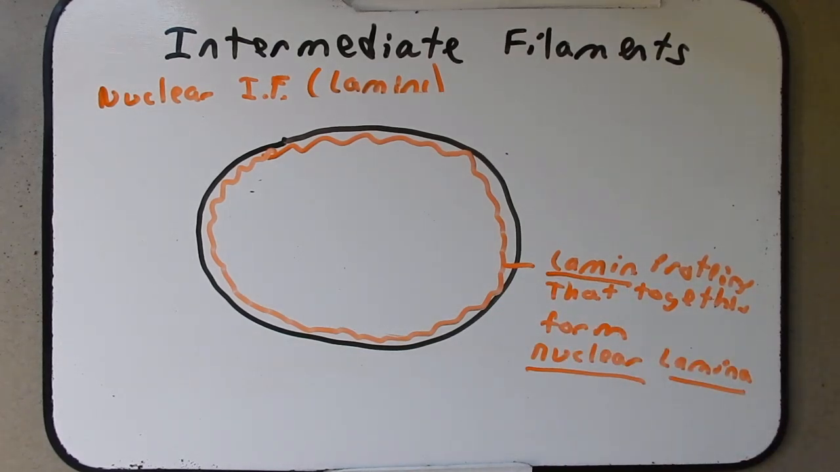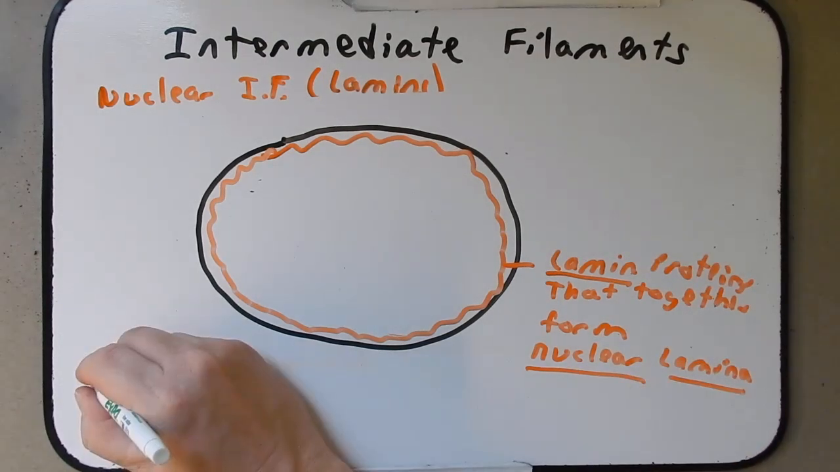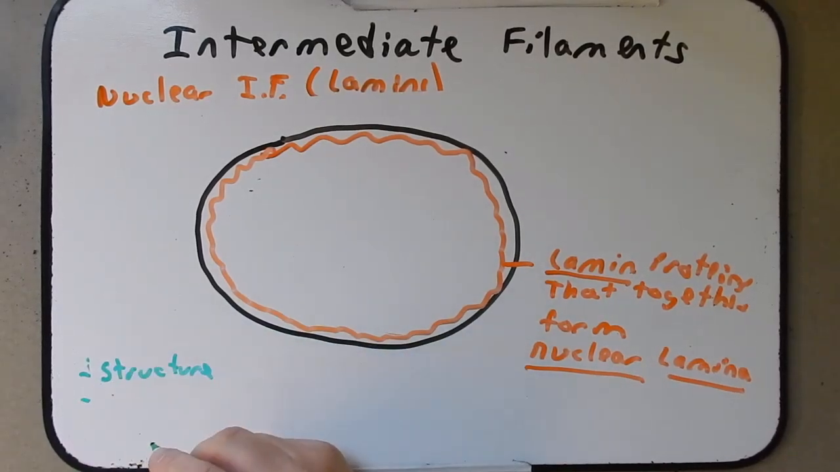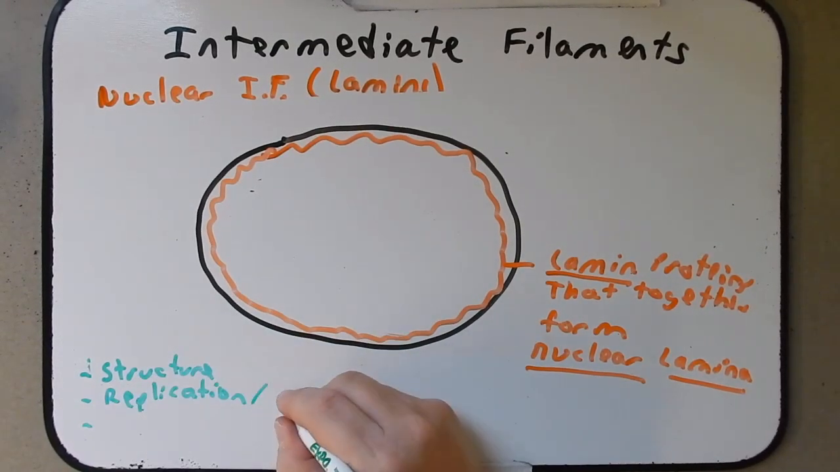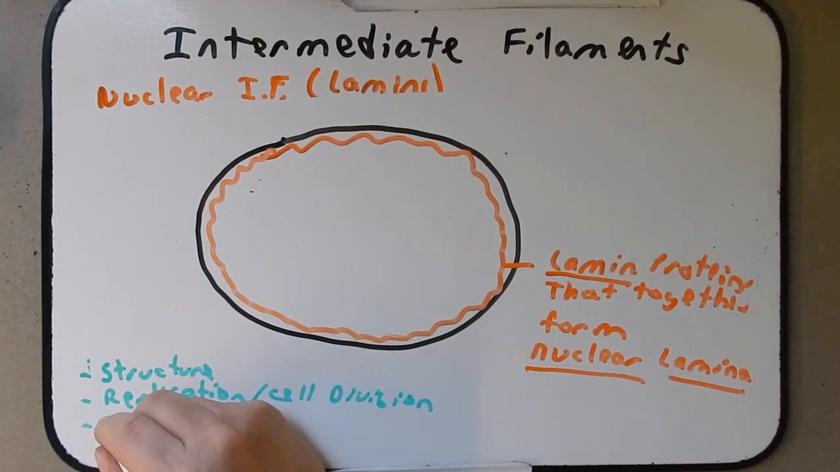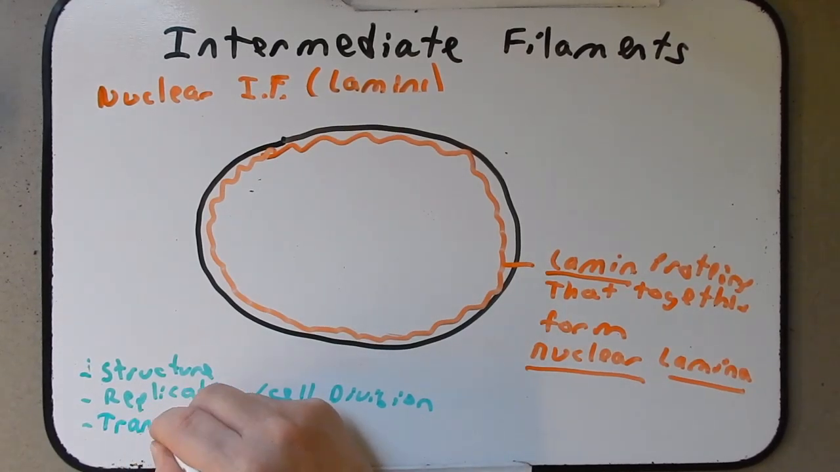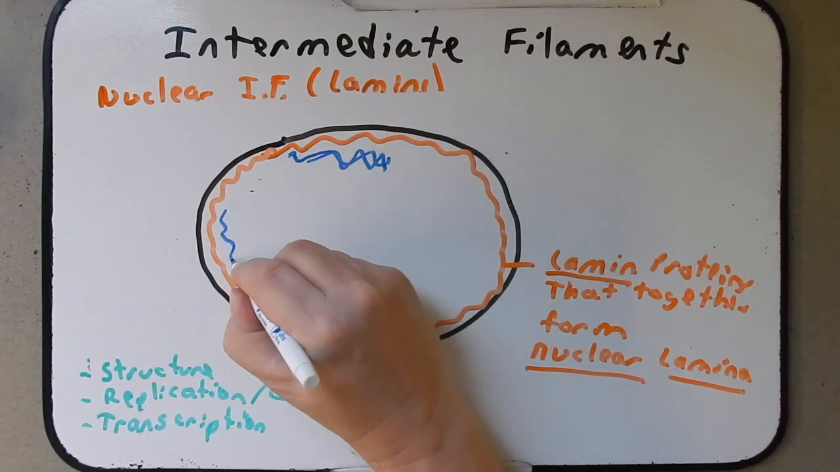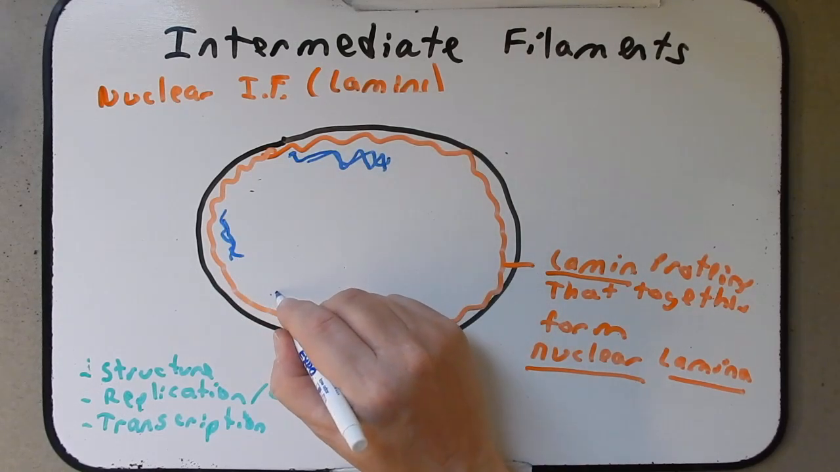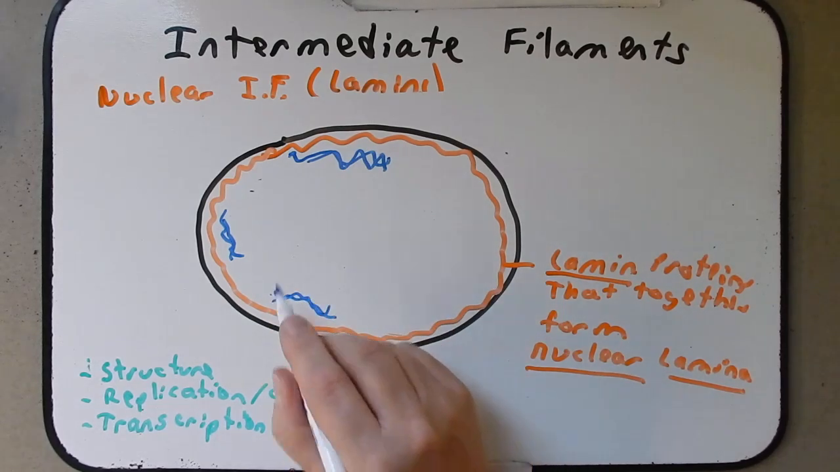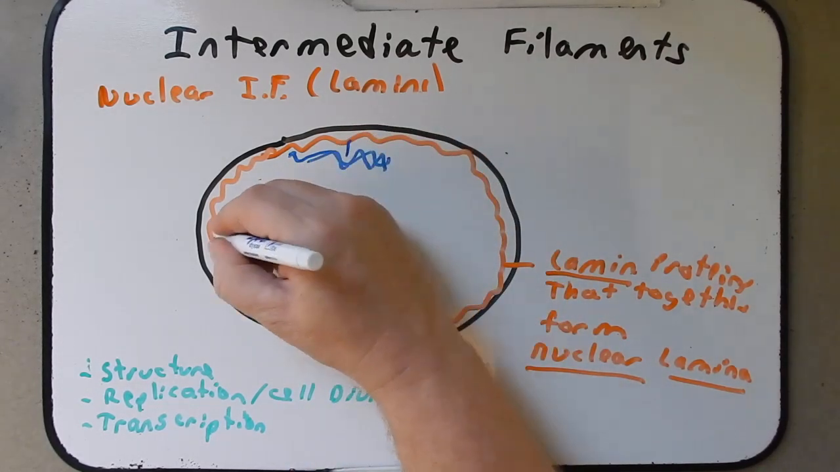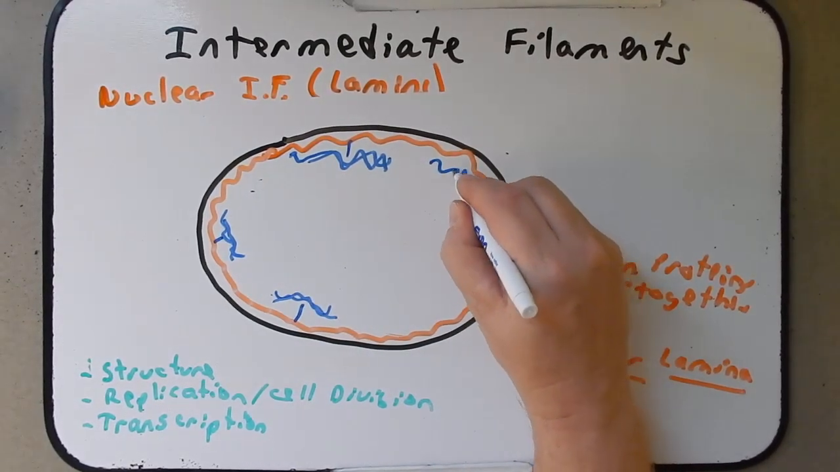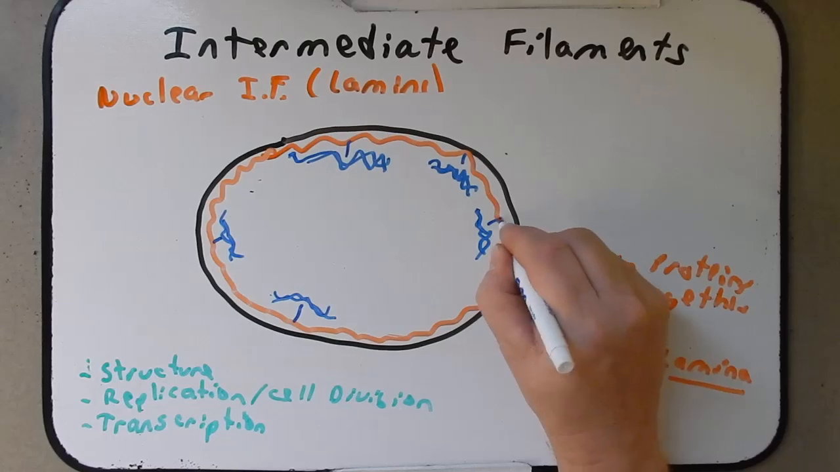This nuclear lamina has several important functions, which I'll start listing over here. They provide structure to the nucleus. They also help regulate replication and cell division. And they're incredibly important in transcription. So within this structure here, we will have various chromosomes associated with it, linking directly with the nuclear lamina. And the nuclear lamina holds the chromosomes in a very unique pattern.